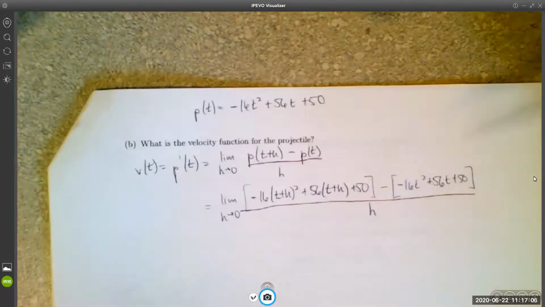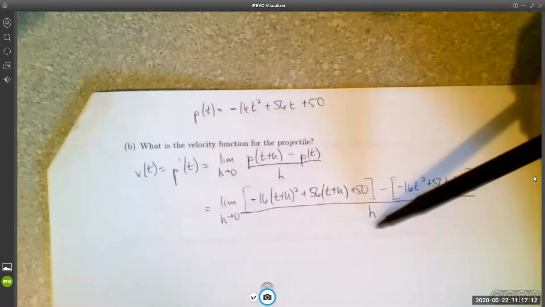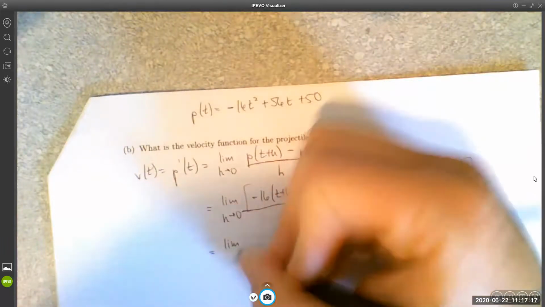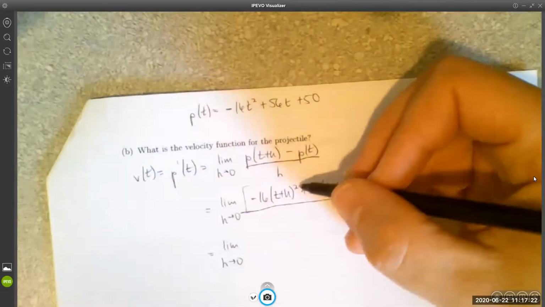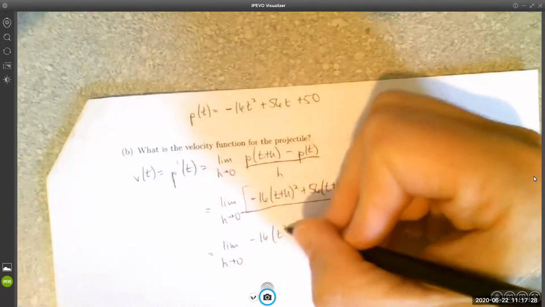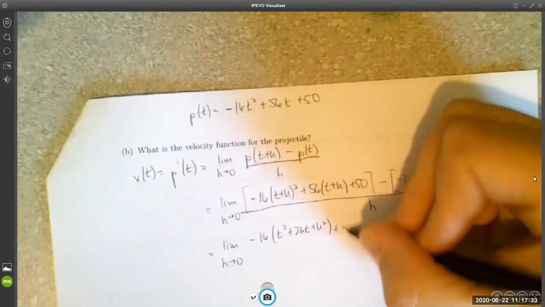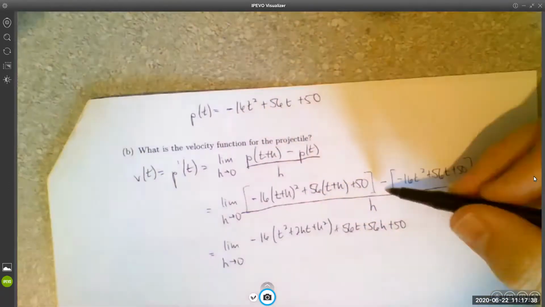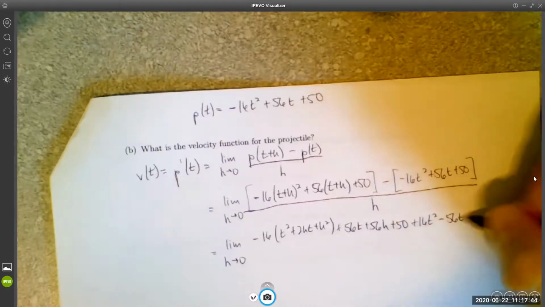And now our goal really is to get rid of this h in the denominator so that we can plug in 0. If we plug in 0 now, it's going to be undefined, right? So let's see what simplifying we can do. T plus h squared is going to be t squared plus 2ht plus h squared, right? So I'm going to have negative 16 times t squared plus 2ht plus h squared. I'm going to go ahead and distribute the 56. I'm going to go ahead and distribute that negative sign, so I have a positive 16t squared, a negative 56t, and a negative 50.